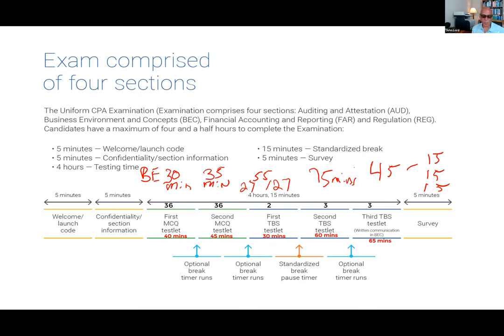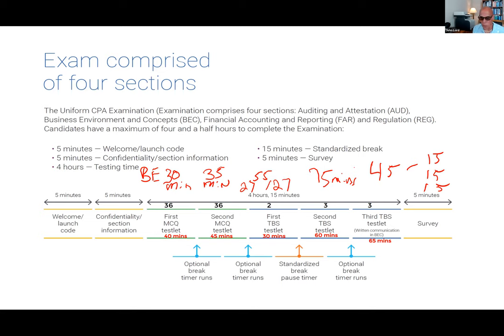Most students who have trouble passing a section, it's not because they didn't know the material, it's because they got to these back testlets and really started running into a time crunch. And because you don't know which one of these four task-based simulations and which one of the three written communications is not graded, the tragedy is spending too much time on one that is not graded and running out of time to get to one that is graded.